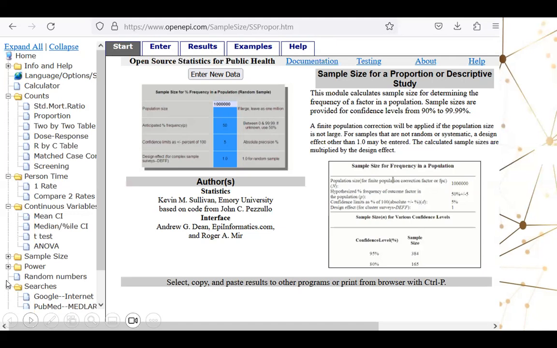So this is how it appears to you, and you see these tables. On the right side, you see sample size for a proportion or descriptive study, and then you see this table with the blue fill in that tells you enter new data.